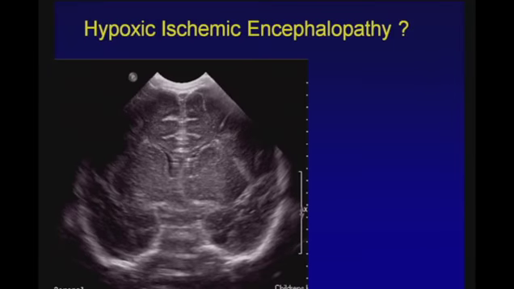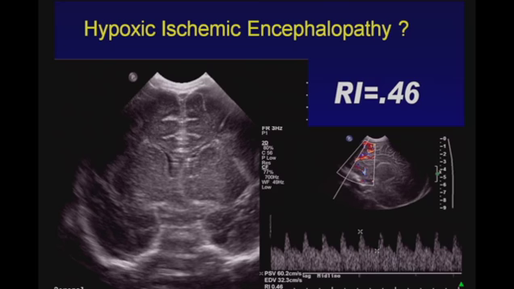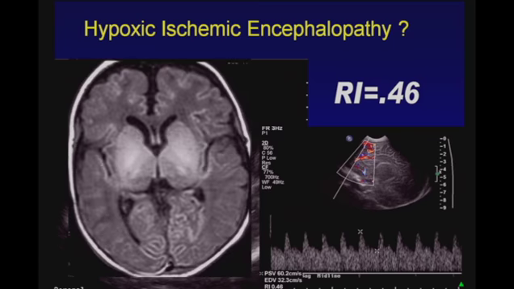Here, the sulci appear a little bit blurred. The thalami perhaps slightly echogenic, but these findings are quite subtle. The fact that the resistive indices were low helps to suggest that this is indeed hypoxic ischemic encephalopathy and was confirmed with MR.